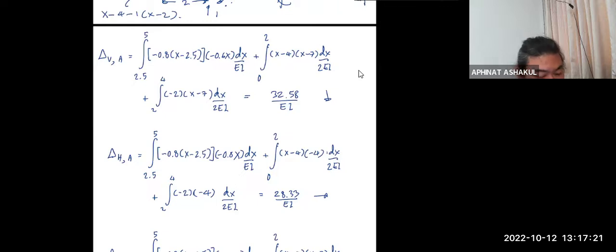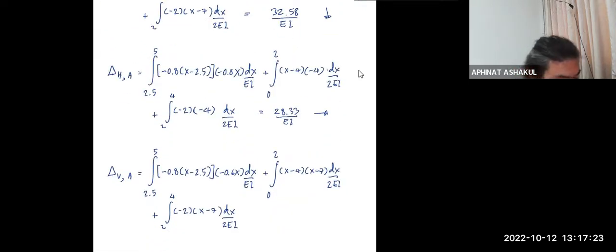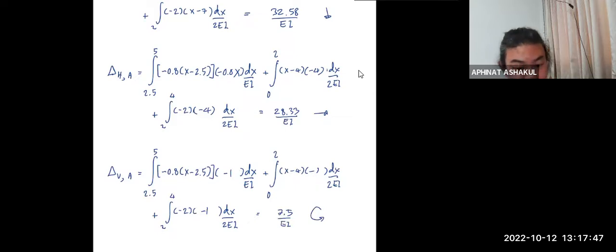Okay. And the last one, again, we change the function into minus 1. Minus 1, minus 1, and minus 1. This is 7.5 over EI. Positive means that it is counterclockwise, the same as the unit load. Because of the copy and paste power, we finish in time.